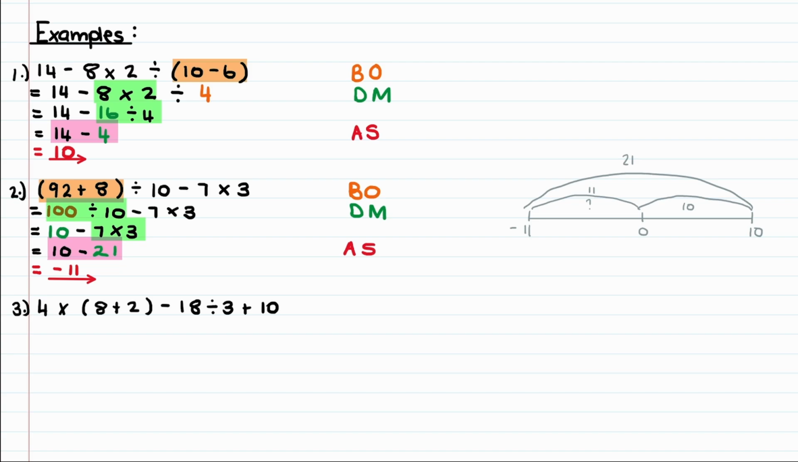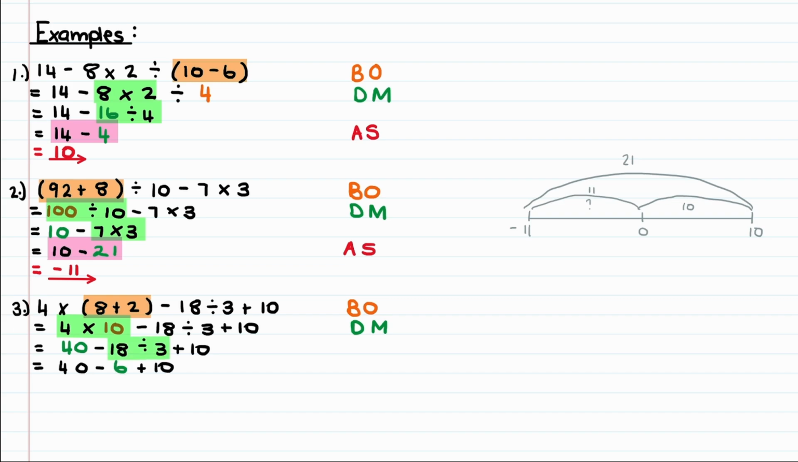Let's see how you did in the last question. 8 plus 2 in brackets is done first, giving us 10. 4 times 10 appears first in our second group of operations, which gives us 40. Then we can do 18 divided by 3, which gives us 6. In our last group of operations, subtraction appears before addition, and so 40 minus 6 leaves us with 34. We can now add 34 to 10, which gives us a final answer of 44.